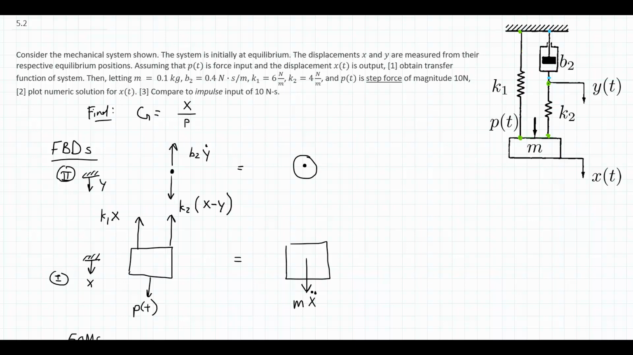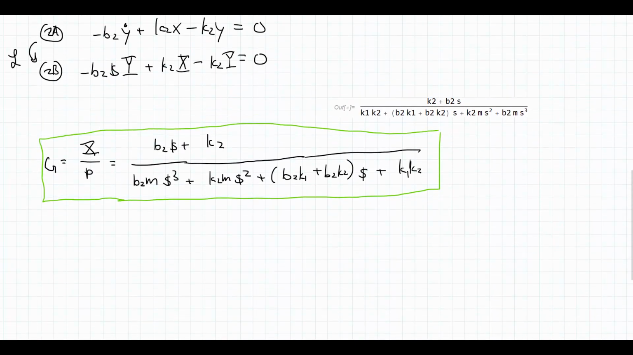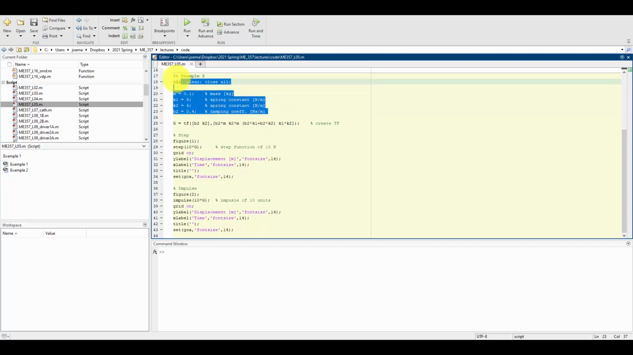Right, so what we're going to do is take this algebraic form of our transfer function and apply those parameters in MATLAB. In MATLAB, I start by putting in the values of the parameters that I was given for m, k1, k2, and b2 from the prompt, and they were already in base units, kilograms, newtons, meters, seconds, so I'm just going to stay with those base units here because that's what I want to be operating in. So I'll put those into my workspace.